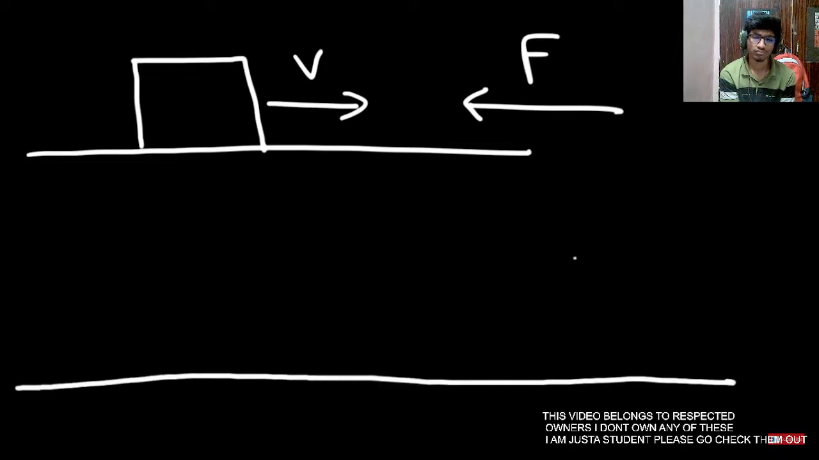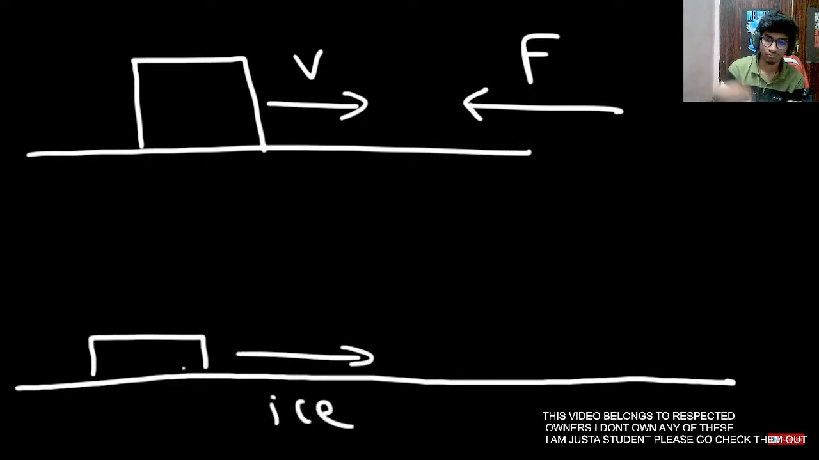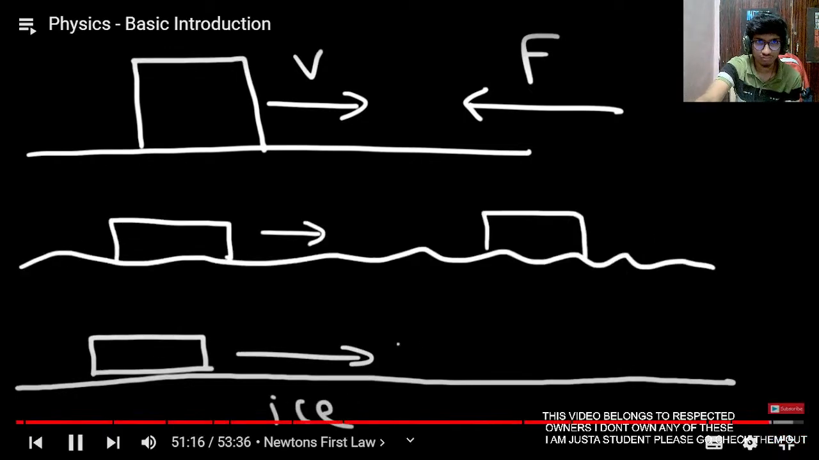A good way to illustrate this is to imagine we take an object, let's say a puck if you're playing air hockey, and slide it across ice. Because there's not much friction, it will keep sliding farther than if you put it on a rough surface. Now let's talk about Newton.